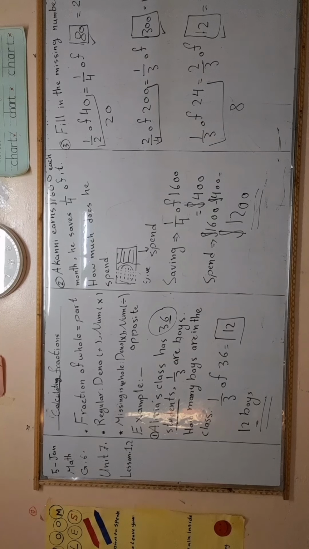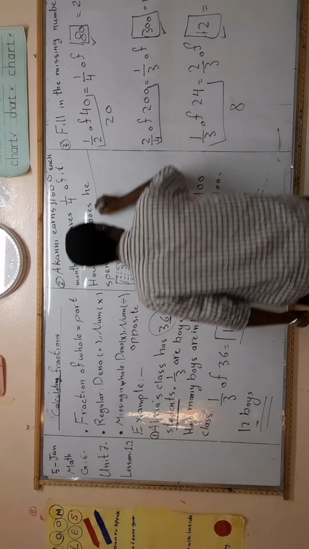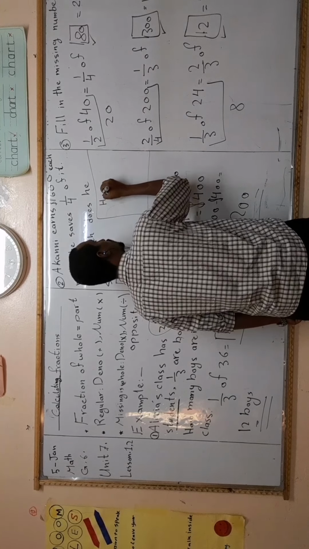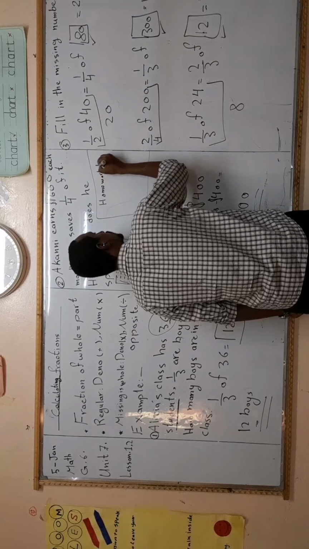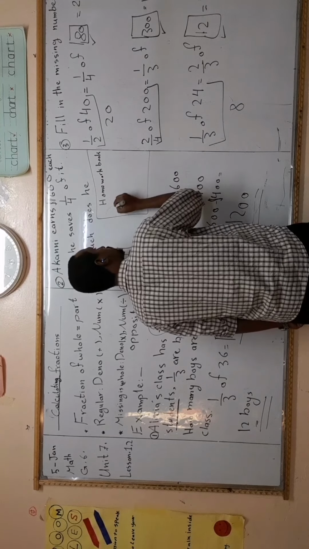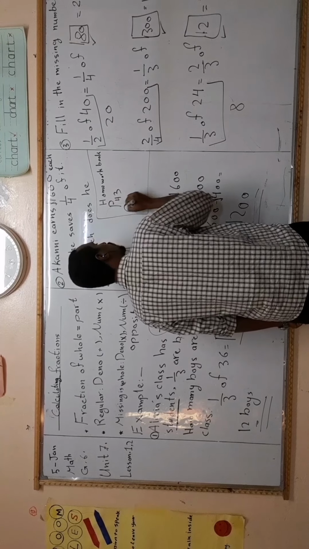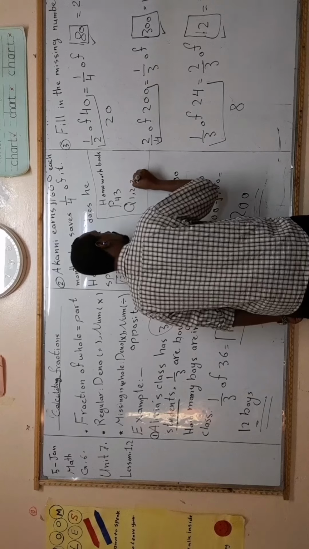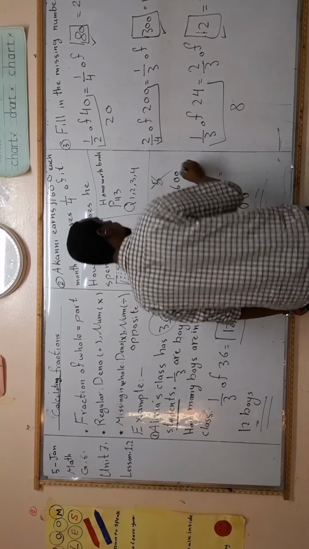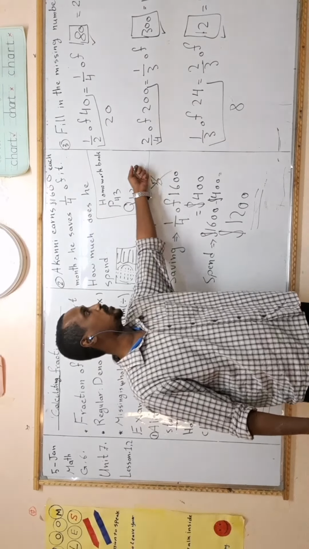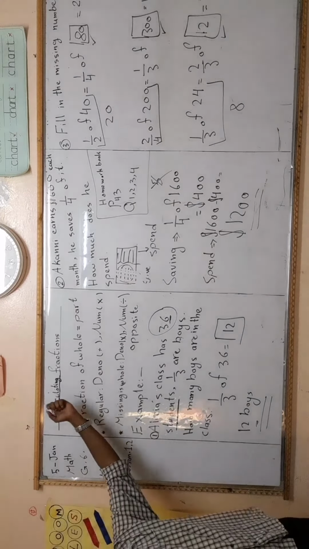What I want you to do: go to the homework book, page 43, solve question number 1, 2, 3, and 4. Don't solve question number 5. Solve only questions 1, 2, 3, 4. That's all about calculating fractions.